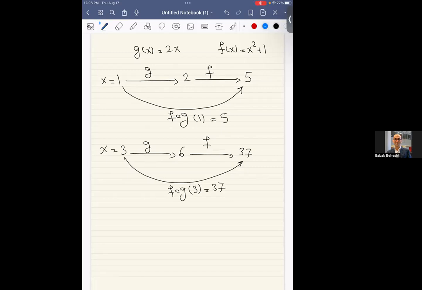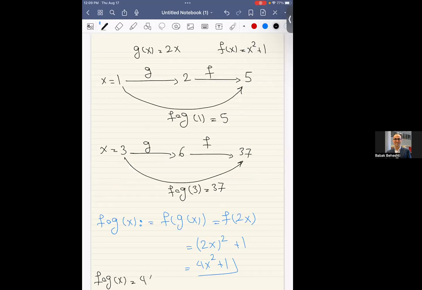Again, you can find a formula for FOG. By definition, FOG of x is equal to F of G of x. But G of x is 2x. So it's equal to F of 2x. F of 2x is 2x squared plus 1. So it is equal to 4x squared plus 1. So FOG of x is 4x squared plus 1.